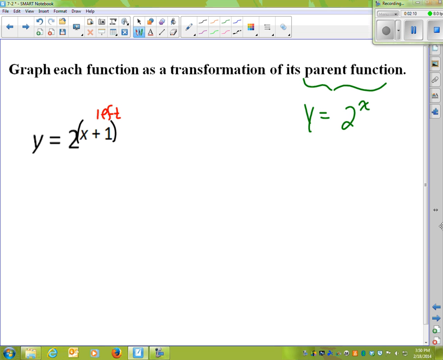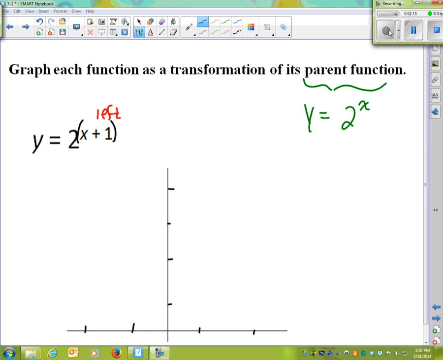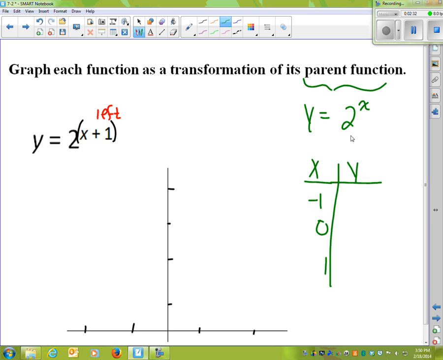The first thing I want to do is go ahead and graph my parent function. To graph it, I'm going to use the same 3 points that we used in Lesson 7.1. My x values are going to be -1, 0, and 1. I'm going to use them to calculate the y of my parent function. So this will be 2 to the negative first, which is 1/2, 2 to the 0, which is 1, and 2 to the first, which is equal to 2.